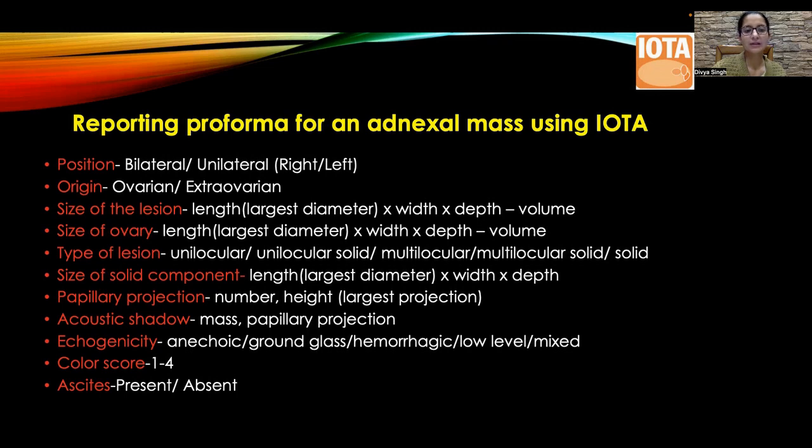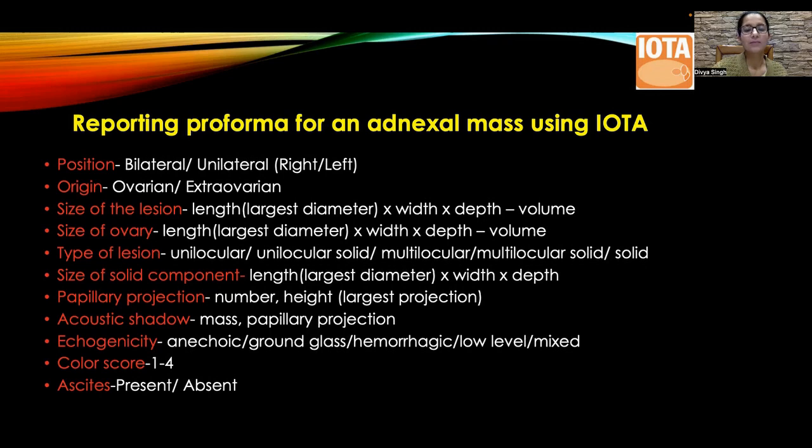This can be mentioned. Then, based on the appearance, you can describe the lesion to be unilocular, unilocular solid, multilocular, multilocular solid, or solid. Then if you see a solid component within a lesion, you need to again measure that solid component in 3 dimensions. If you see a papillary projection, you need to count. So you must see the lesion entirely from one end to the other in 2 planes and count the number of papillary projections that you see. Don't stop at one, because remember, the more the number of papillary projections, the higher the chance that the lesion may be malignant. So count all the papillary projections.